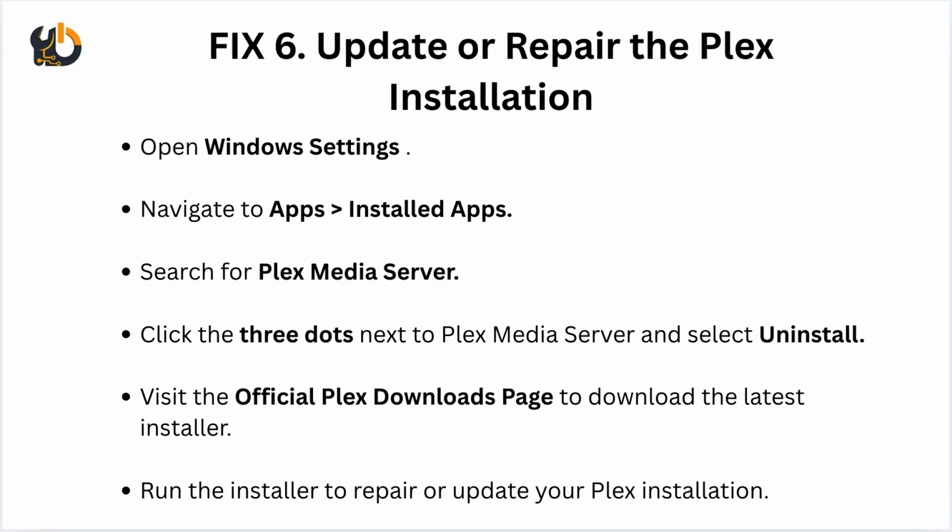Sixth fix is update or repair the Plex installation. Open Windows Settings, navigate to Apps, then Installed apps. Search for Plex Media Server. Click the three dots next to Plex Media Server and select Uninstall. Visit the official Plex download page to download the latest installer. Run the installer to repair or update your Plex installation.